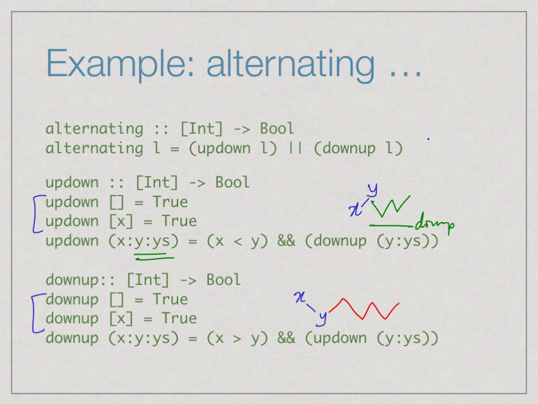Okay? So these are what are called mutually recursive functions. Alternating says that the list must either be of the form up-down or down-up. Up-down and down-up both have their base cases, and then they are defined in terms of each other. The first position determines whether it's up or down, and then you reverse. Okay? So this is a kind of interesting mutually recursive function on lists.